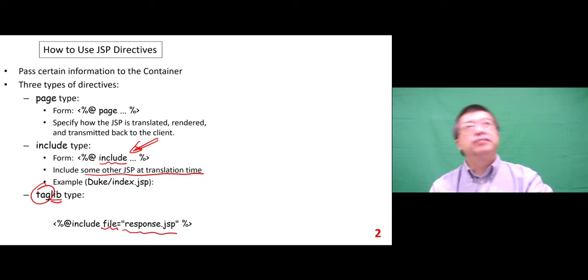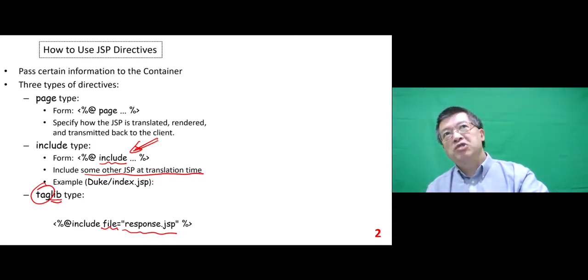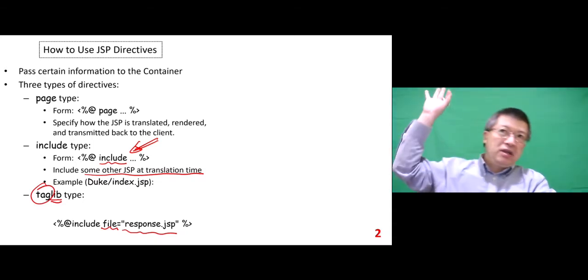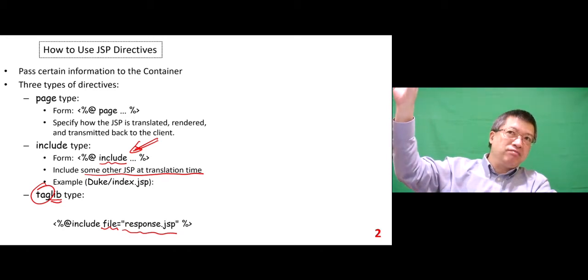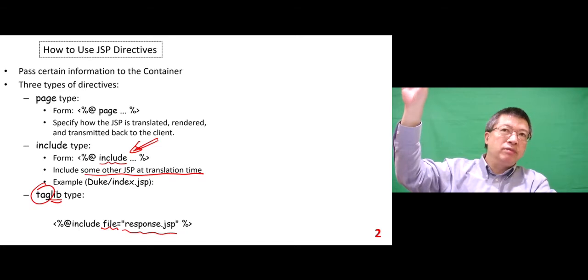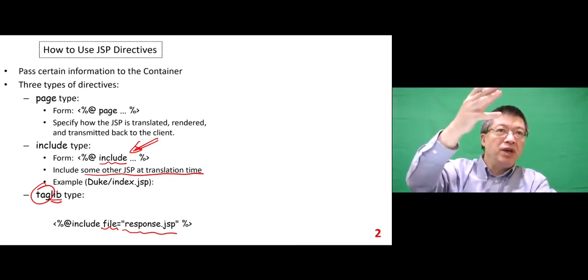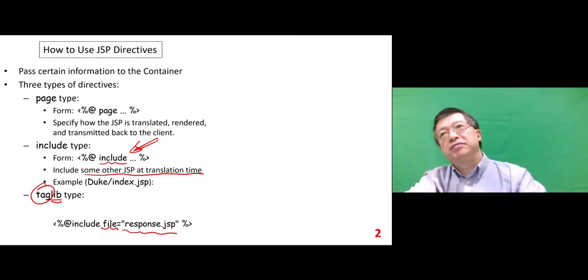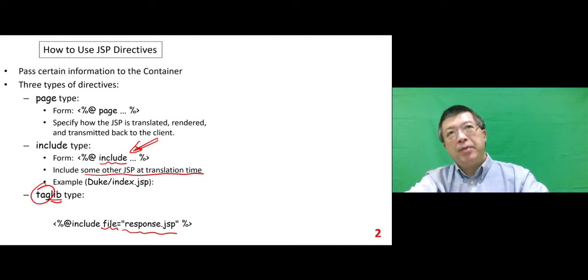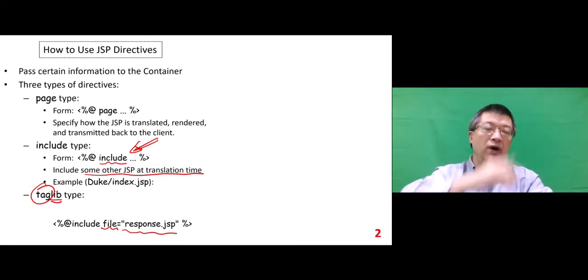So JSP supports tag libraries. These are Java libraries, classes developed for adding new features to a JSP through tags. Later we will learn that topic. That is a big topic, the tag library topic. Later we will spend a lot of time to learn that. Here we just get a view of it.